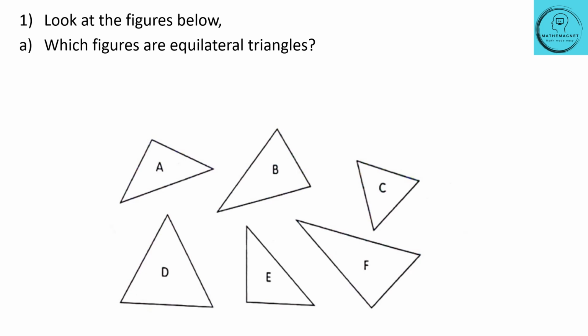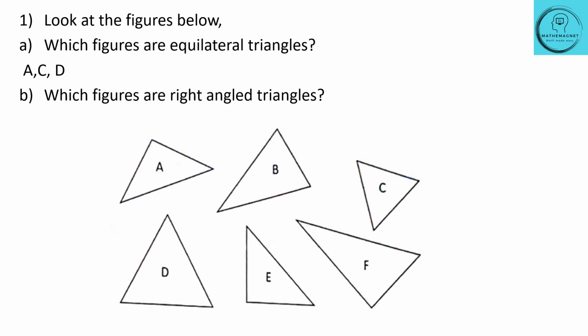So from these given images we can see that triangles A, C and D seem to have all three sides equal. So we'll name them as equilateral triangles.